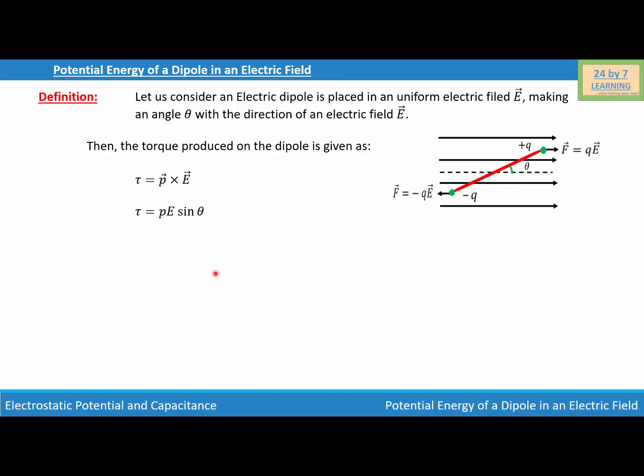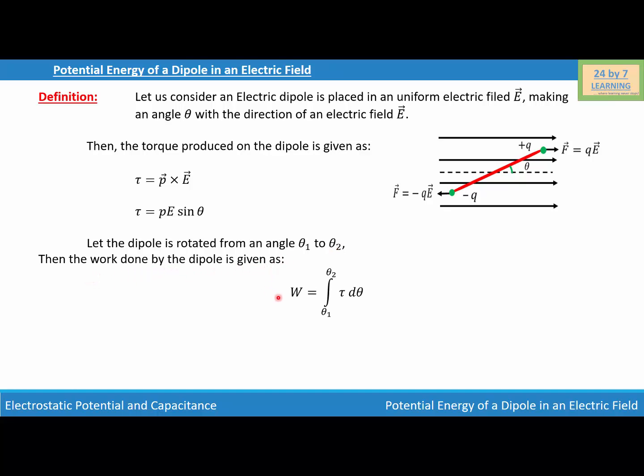Now we need to find the work done. Let the dipole be rotated from an angle theta 1 to theta 2. Then the work done is given as W equal to the integration from theta 1 to theta 2 of tau d theta, where tau is PE sine theta. Let's substitute this value, so W is equal to the integration from theta 1 to theta 2 of PE sine theta d theta. Now let's simplify further. We take PE outside because it is a constant, and write W is equal to PE times the integration from theta 1 to theta 2 of sine theta d theta.